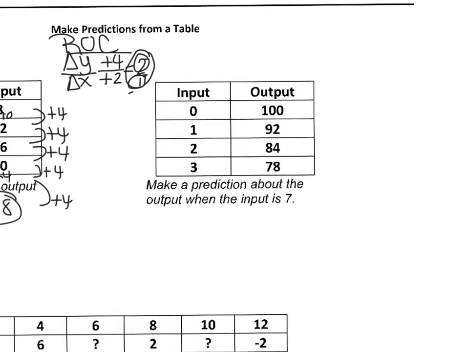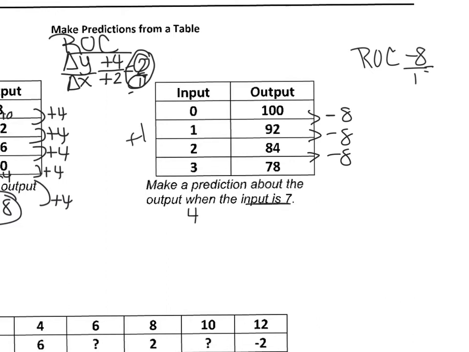All right, let's look at this one. It looks like we're going up 1 every time. Over here on this side, we're going down 8. So it looks like we're decreasing by 8 each time. So my rate of change is going to be negative 8 over 1, or negative 8. So every time my input increases by 1, my output decreases by 8. Okay, that's that relationship between your input and output. It says make a prediction about the output when the input is 7.